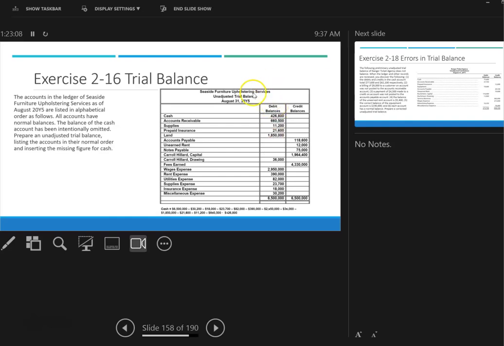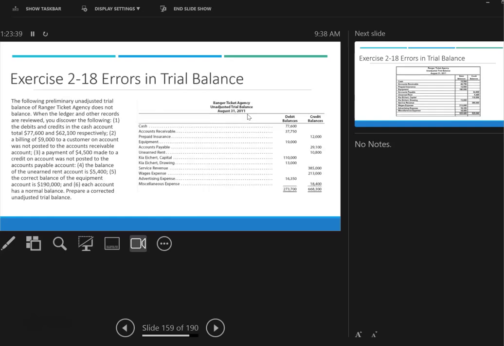Now, they didn't give us the cash balance because they wanted us to fill it in. If we put things in the right, either credit or debit, won't they equal? So they didn't give us the cash, but if we put everything else in here correctly, we should be able to get what our cash is of $426,800. Does that make sense?